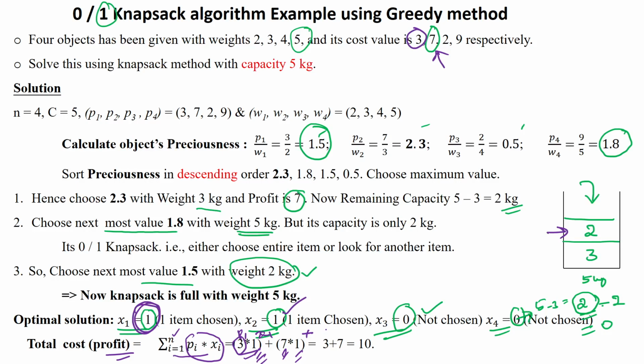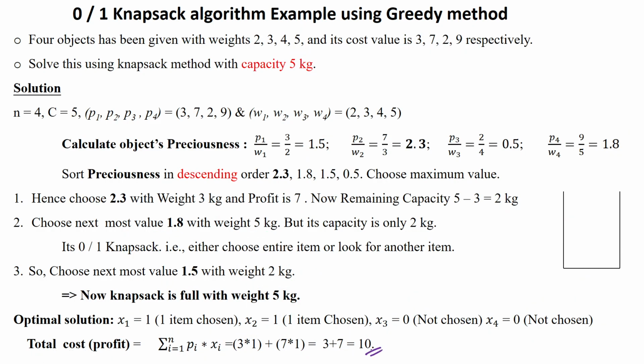Plus we go for the other 2 items. The profit is 2 and x3 is 0, so 2 into 0, plus the fourth item is 9 into x4, which is also not selected, 0. So these 2 terms become 0. Finally you get 3 plus 7 equal to 10. So the earned profit with respect to its capacity is 10.